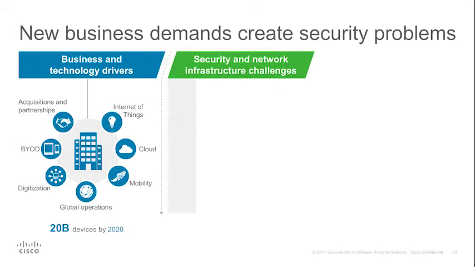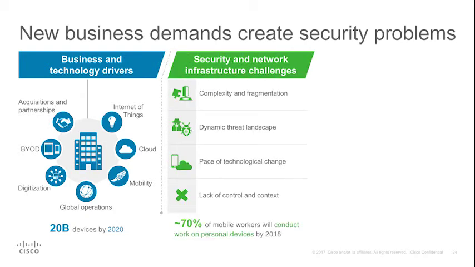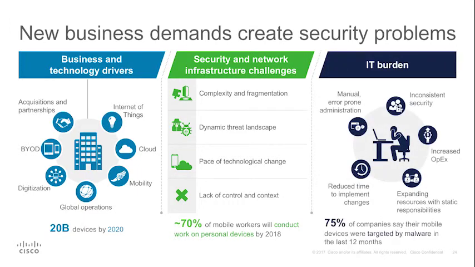Namely, the rapid pace of technological change makes it hard for businesses to keep up and can lead to network complexity and fragmentation, as well as a lack of administrative control and context. Not to mention, 70% of mobile workers will conduct work on personal devices by 2018. These challenges place an incredible burden on an organization's IT department. From inefficient manual administration, inconsistent security, and higher expectations to implement changes in less time, the IT burden is significant.